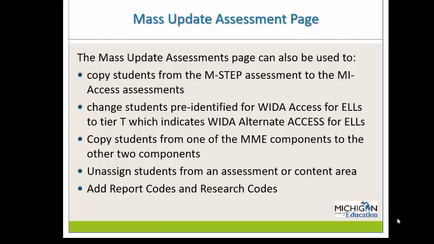For the WIDA Access for ELLs, you can change the tier to T for a group of students to identify them as taking the WIDA Alternate Access for ELLs. Another function that is helpful during pre-identification is the ability to change the mode of testing for a group of students and to unassign a group of students from a test or from specific content areas. You can also add reporting codes and search research codes for a group of students. These may be helpful uses for this function on the OEAA Secure Site.